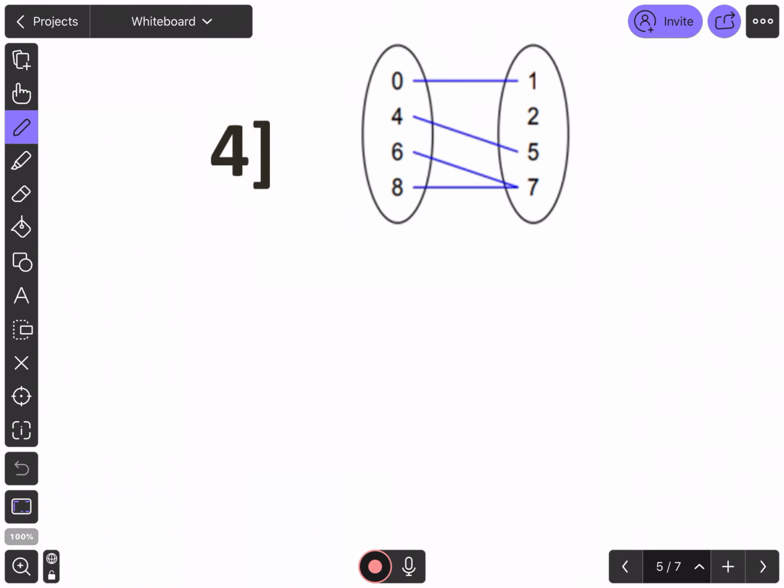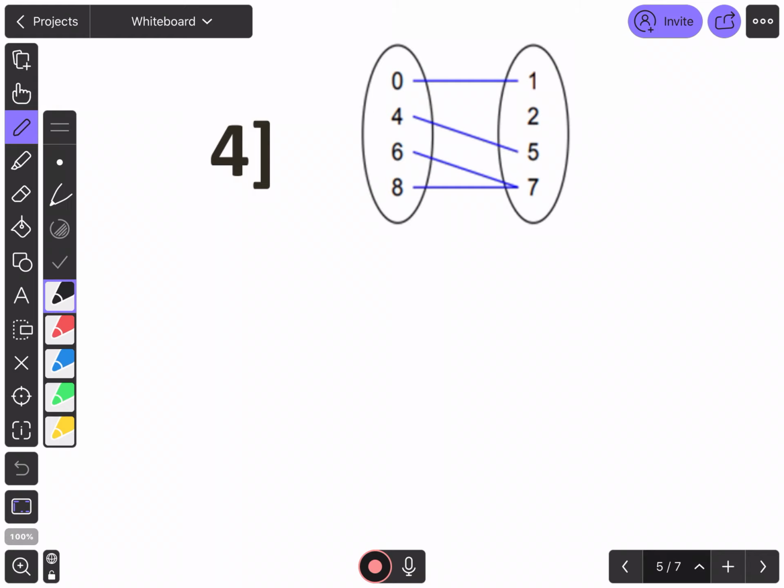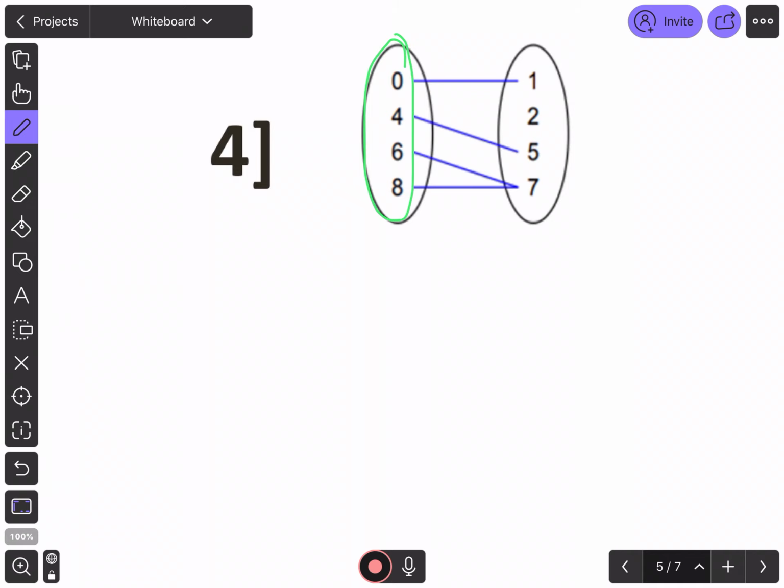Look at this. This is called a mapping diagram. When we are looking at a mapping diagram, we are paying attention to how many arrows come from the x values. So we're going to put a circle around the x values. And we're looking at the arrows. This one has 1 arrow, this has 1 arrow, this has 1 arrow, and this also has 1 arrow. As you can see, each x value only has 1 arrow coming from it. That means this is a function.